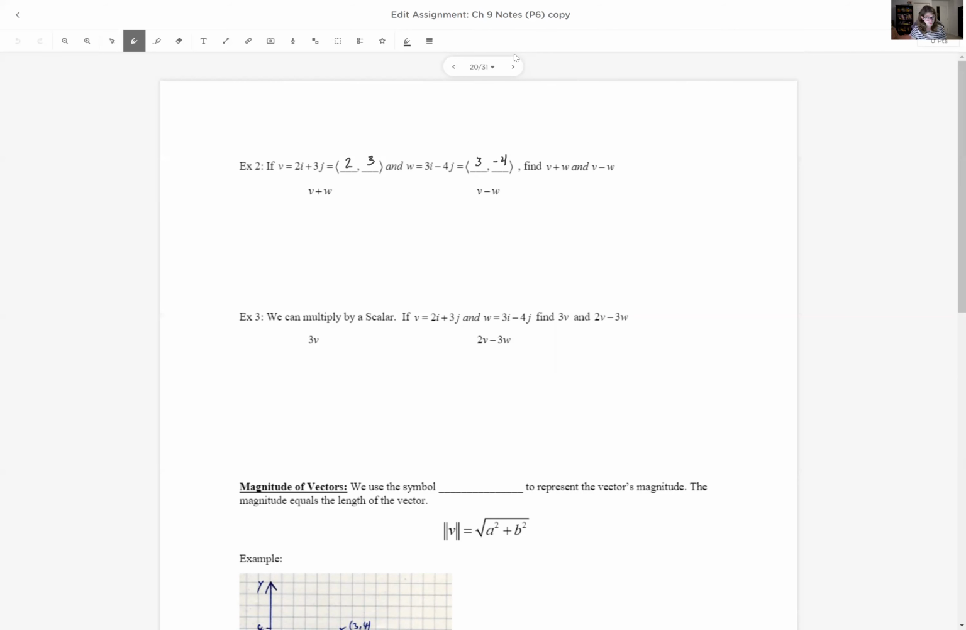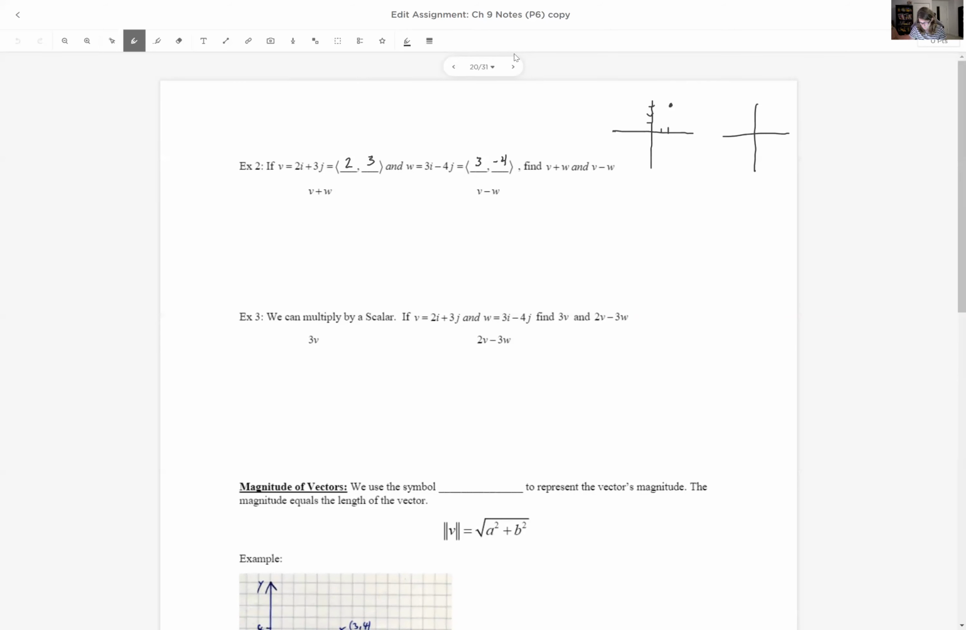We're going to find v plus w and v minus w, but let me just draw a couple sketches of what w and v would look like if we just drew them separately. So v, starting from the origin, we would go 2 to the right, 3 up.